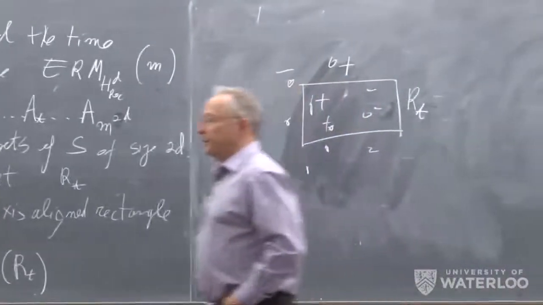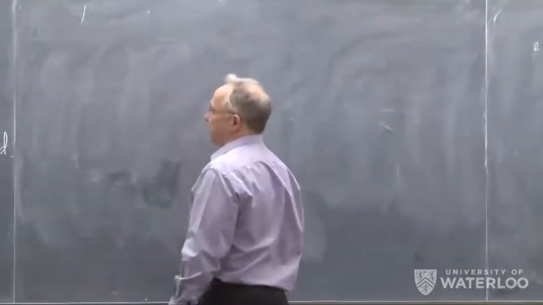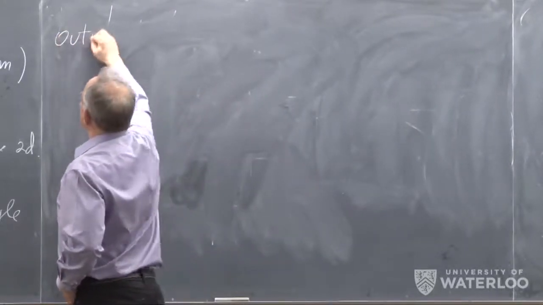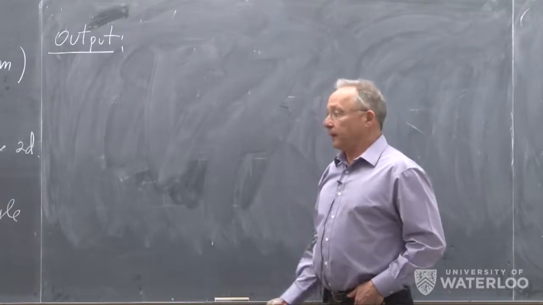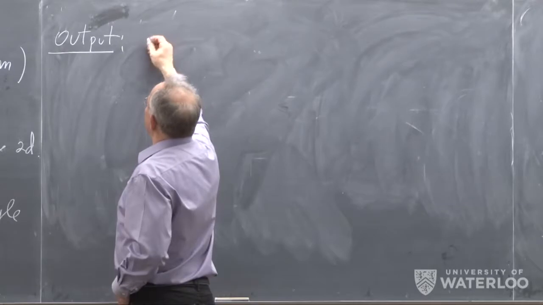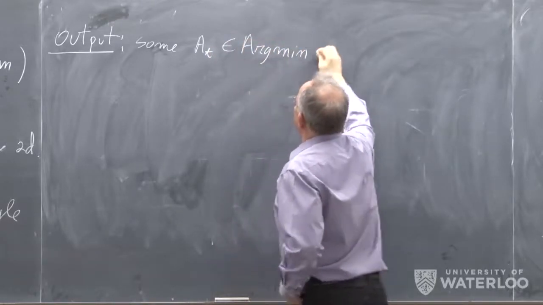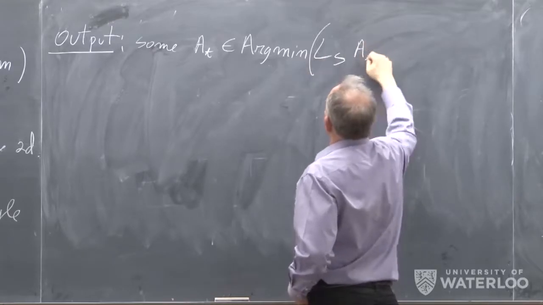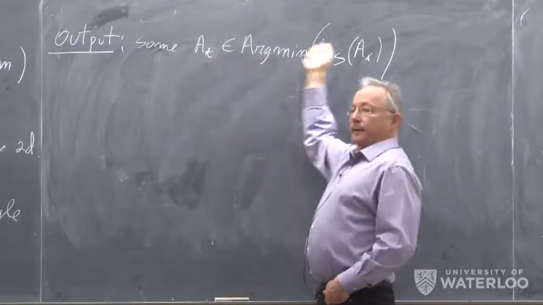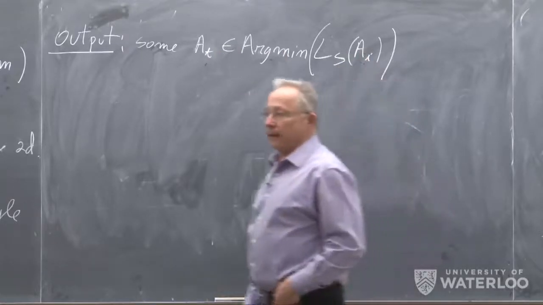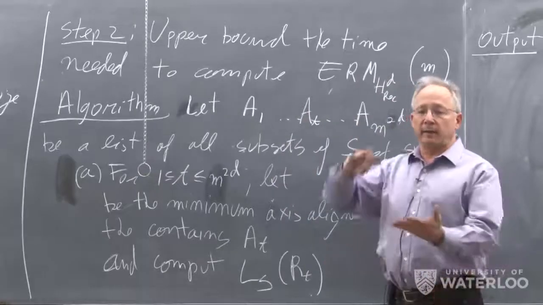And finally, what would the output be? So I run this for all the rectangles. And now, what do I output? I'm trying to find the ERM rectangle. So what should I output? Yes? The one that has the smallest error. Just output some R_t that belongs to the argmin of L_S of R_i. The one with the smallest sample error, right? The argmin says, the one that minimizes this quantity. So clearly, this gives me the minimum error rectangle among all the rectangles that are supported by 2D points.